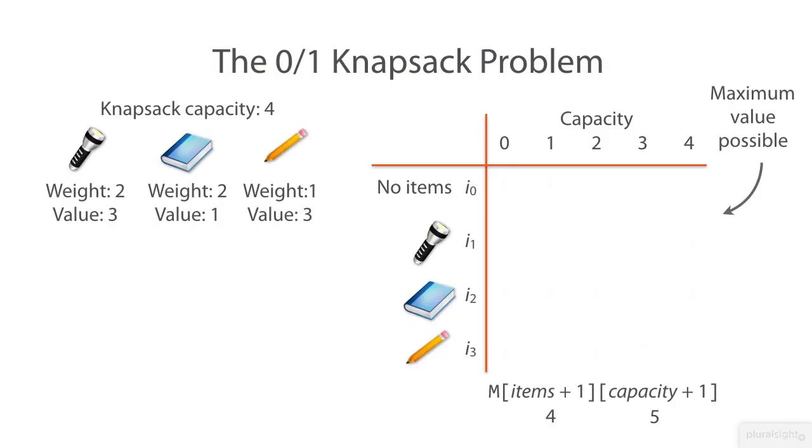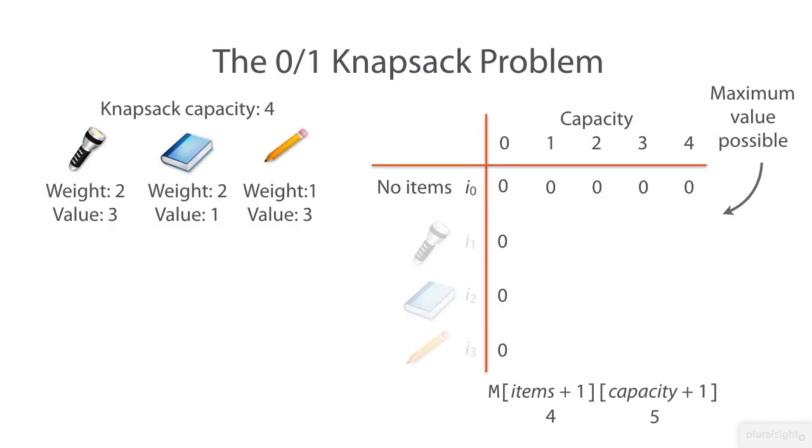For example, the leftmost column representing the subproblem where the knapsack has a capacity of 0. In this case, no items will fit in the knapsack, so the maximum possible value in all cases is 0. Similarly, we can consider the subproblem represented in the top row, where we have no items to put in the knapsack. In this case, the maximum possible value is also 0, because with no items, we have no value.